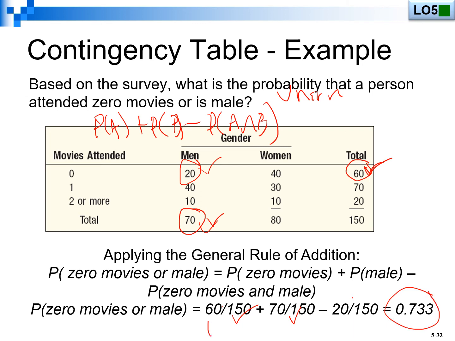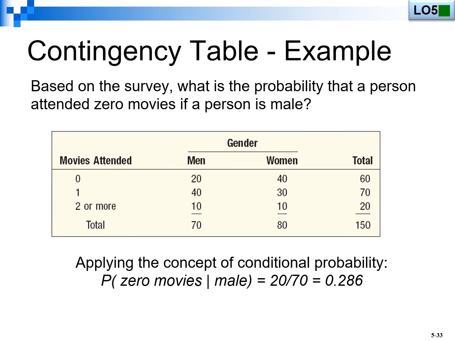So basically, here's your probability of A down here. That's the probability of B, and then we can look at that as the probability of the intersection. So the way you can recognize if they're asking for the addition law is if it says or, either or, that would be a big clue that that's what they want you to calculate. And in this case, they're giving you an example of a condition. And so how you want to approach this, it says, what is the probability that a person attended 0 movies if that person is male?